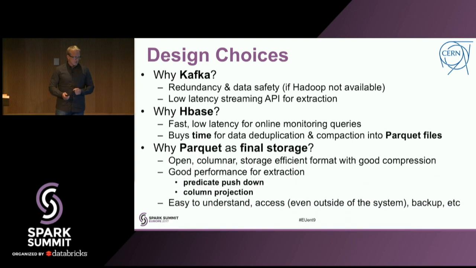So at the end of the day, the data long-term is stored in Parquet files. This was already presented, so I don't have to repeat that. What is good about it is the predicate pushdown and column projection, which is very fast for analytics. And it's quite easy to understand and an open format, so if at the end of the day somebody cannot use Spark, or Spark is not the sexiest tool right now, we can still use those files. That's at least the idea behind this. And it's, of course, easy to back up and so on.